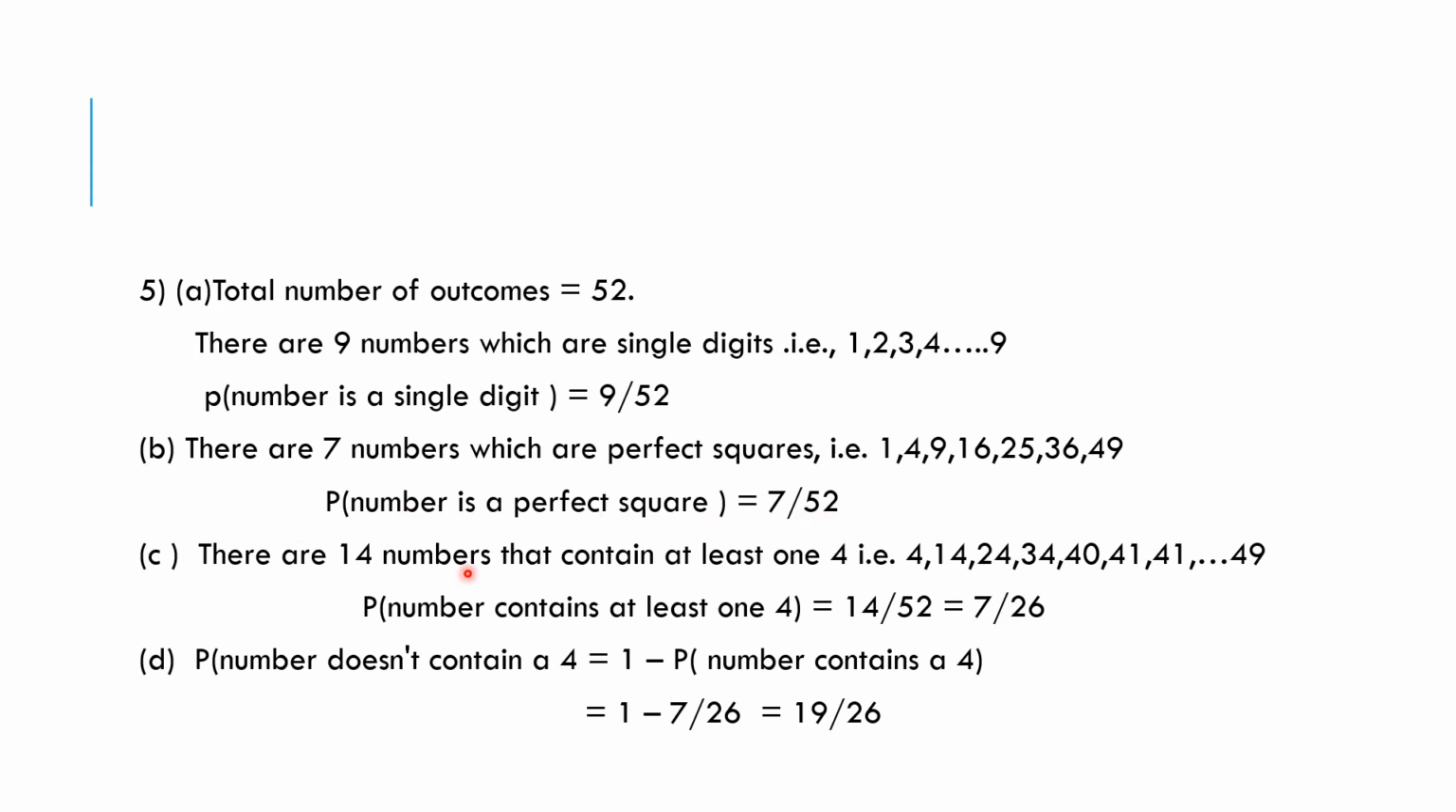C. There are 14 numbers that contain at least one 4, like 4, 14, 24, 34, 40, 41, 42 till 49. So the probability that the number contains at least one 4 is 14 over 52, which is 7 over 26. And D part, the probability that the number does not contain a 4 is 1 minus the probability that the number contains a 4, that is 1 minus 7 over 26, that is 19 over 26.